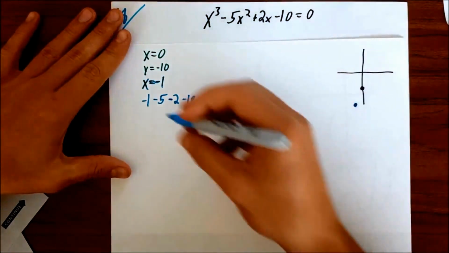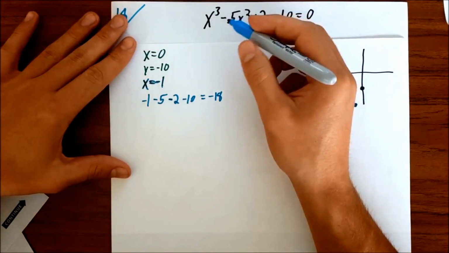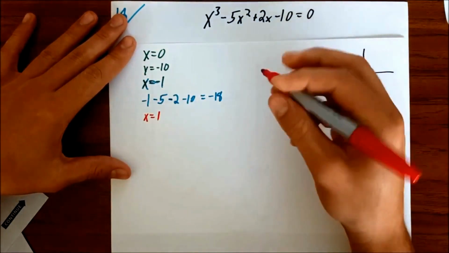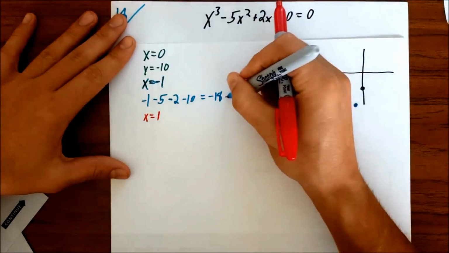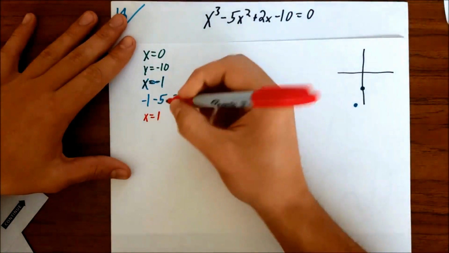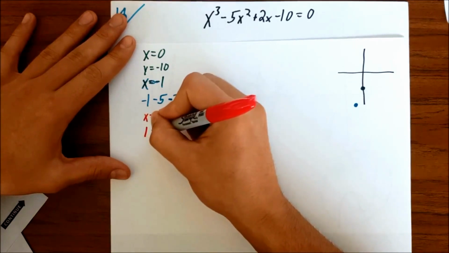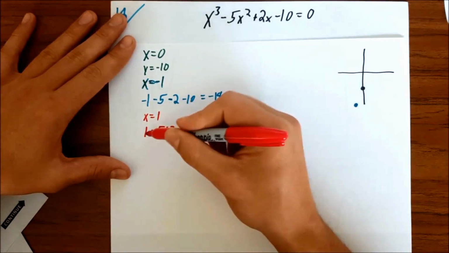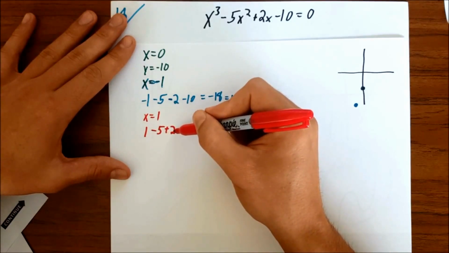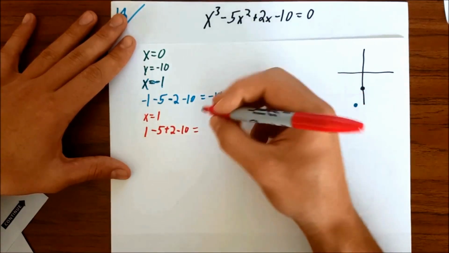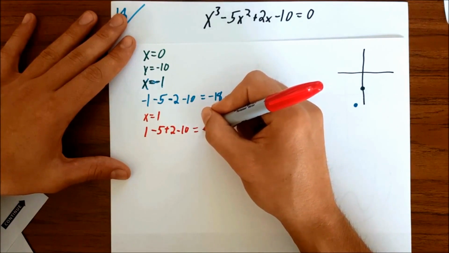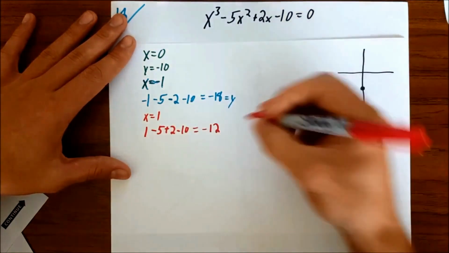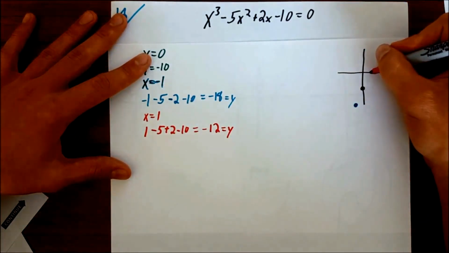So let's guess maybe 1 this time. So x equals 1. You're going to have 1 minus 5 plus 2 minus 10. That's going to be 1 minus 4 minus 2 minus 12. Let's see, did I do that right? Yes, I did. So that is y when x equals 1.